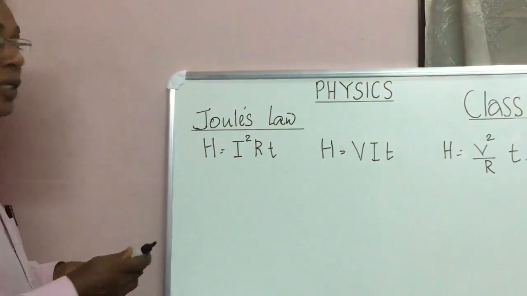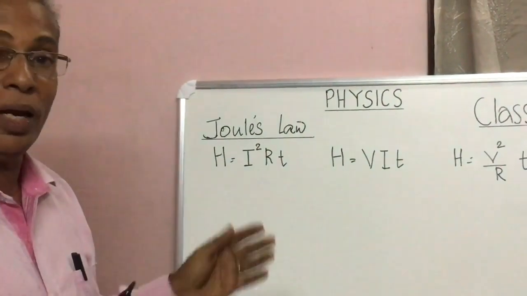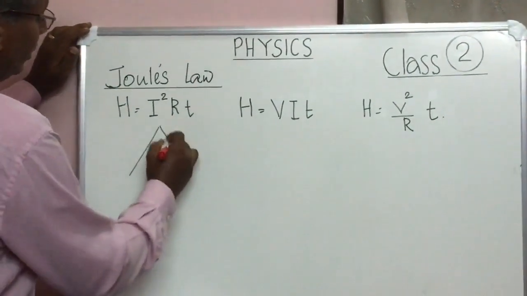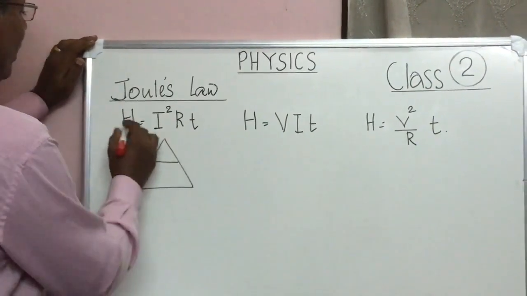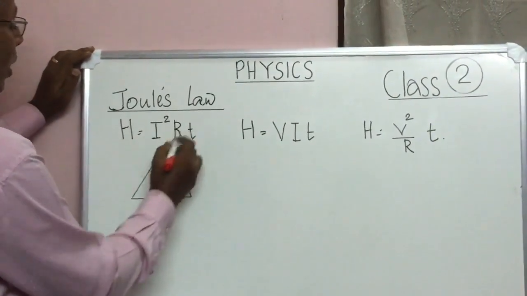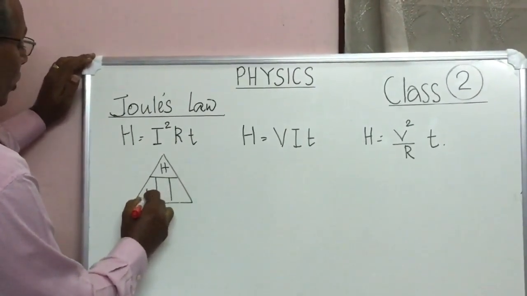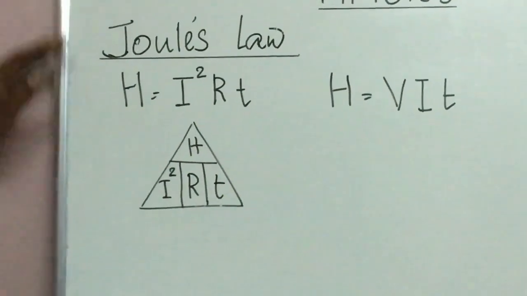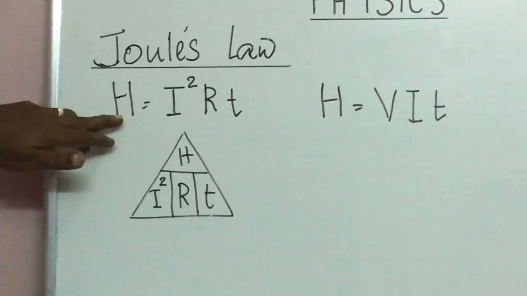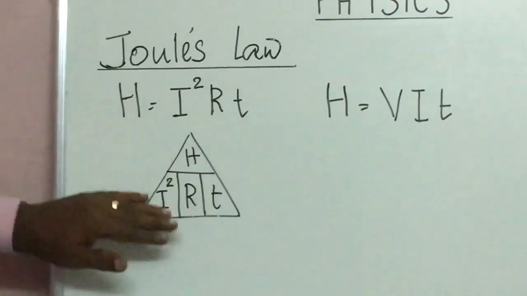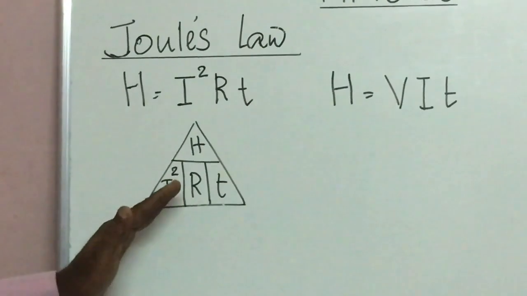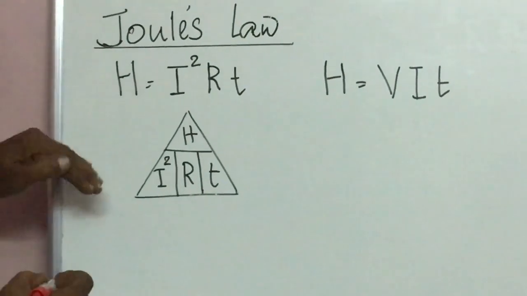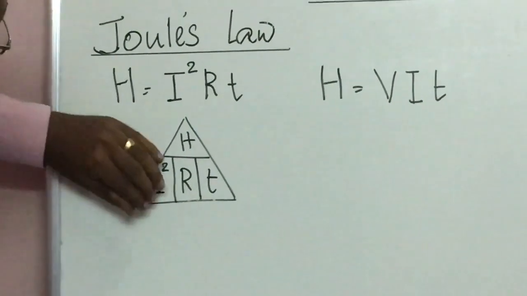So let us see that magic triangle for Joule's law, like the magic triangle for Ohm's law. I am drawing that triangle here. At the top we write H and it is divided into three: I square, R, T. Now look here, if we want H, H is equal to I square into R into T, as these three are side by side. This is the equation. From this, suppose we want to get I, we can cover this part.